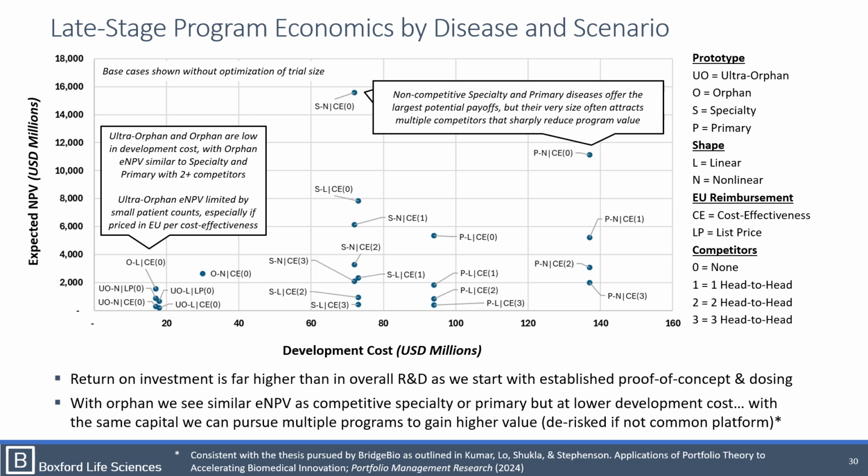that's consistent with the thesis pursued and published recently by BridgeBio, as outlined in the paper cited here in Portfolio Management Research, on the diversification and economic advantages that you have by going to some of these smaller, maybe less competitive diseases, as long as you can get a big treatment effect because you're treating the underlying driver of the disease.